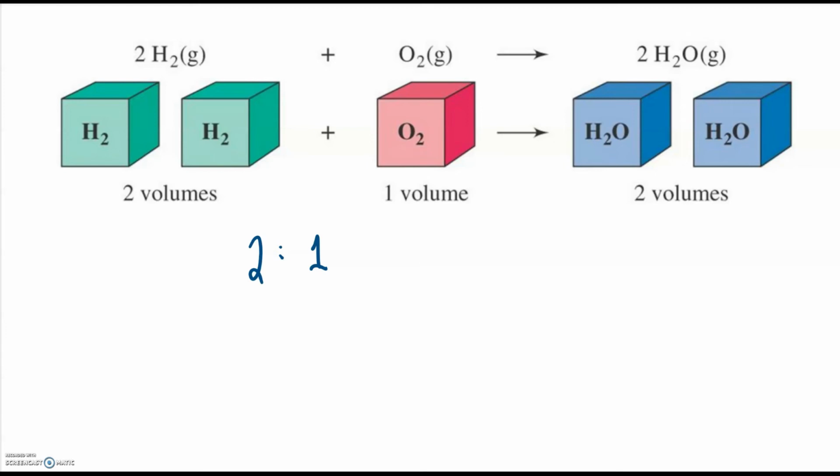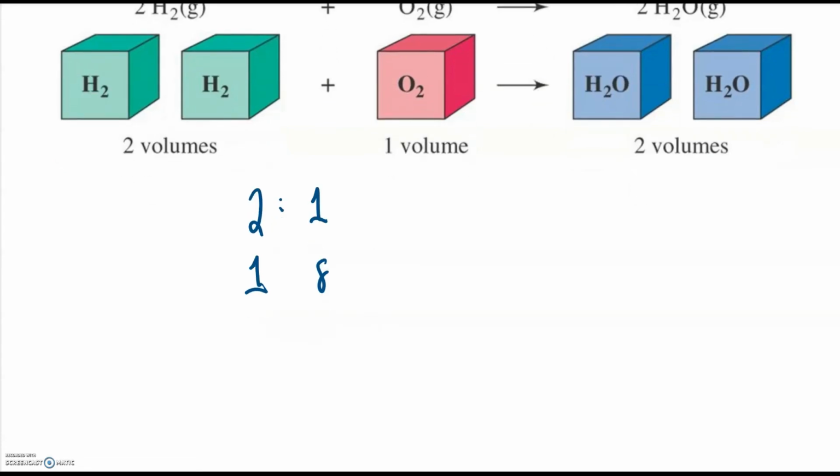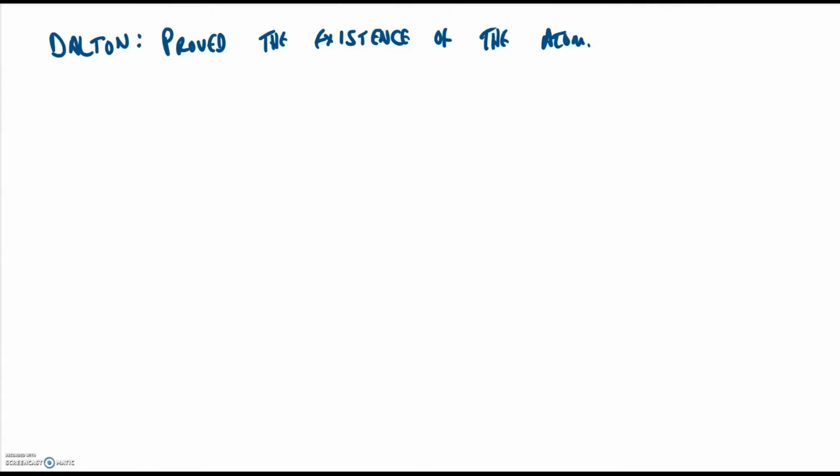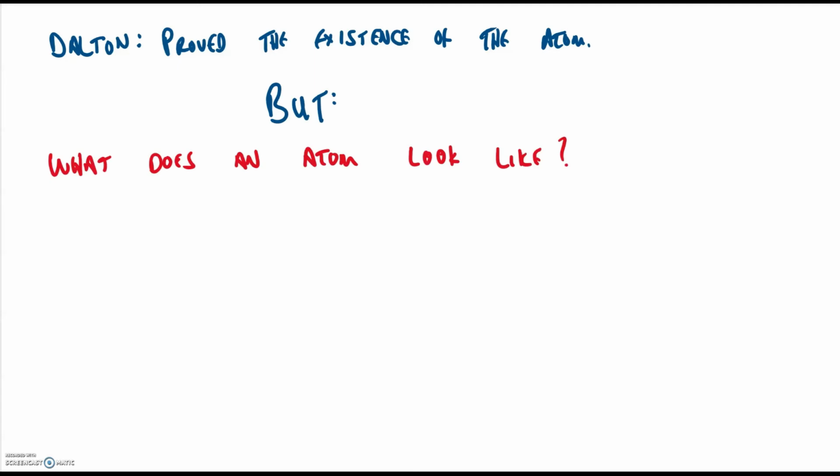And so if the oxygen has a mass of 8 and the hydrogen has a mass of 1, relatively speaking, and they're combining in volumes of 2:1, that must mean that the oxygen has a mass of 16 relative to hydrogen's 2. This is the first evidence we see of atomic mass. So Dalton proved the existence of the atom. But what does an atom look like?